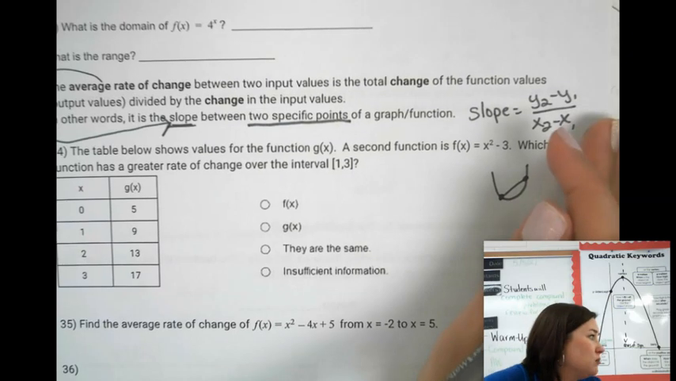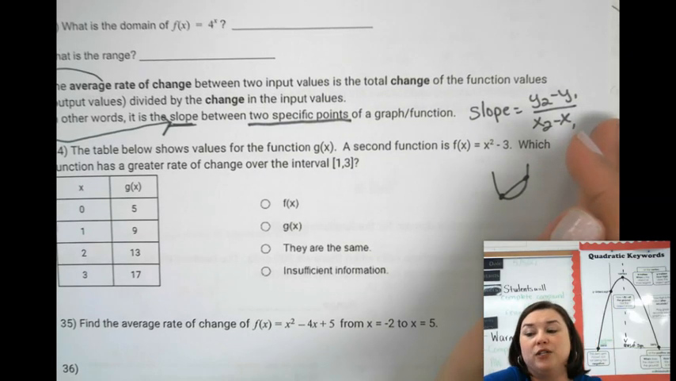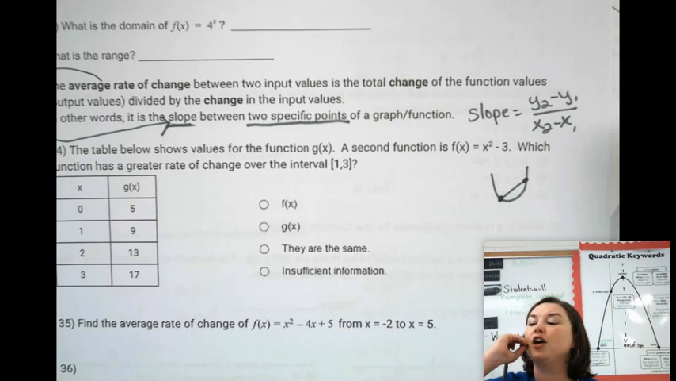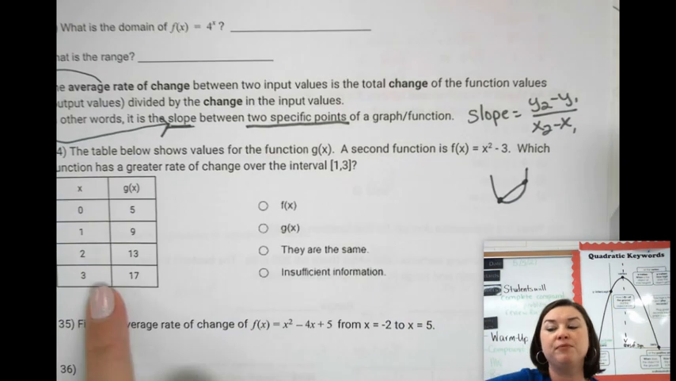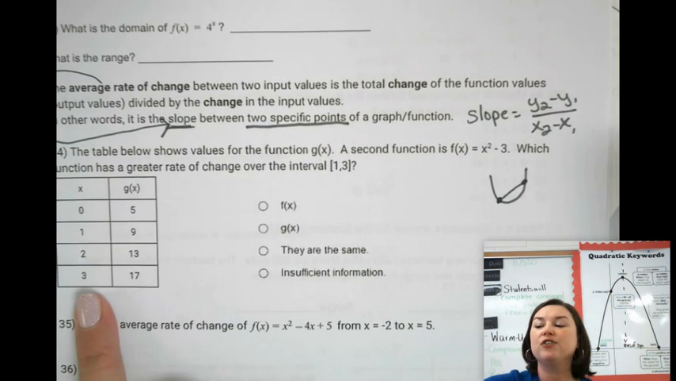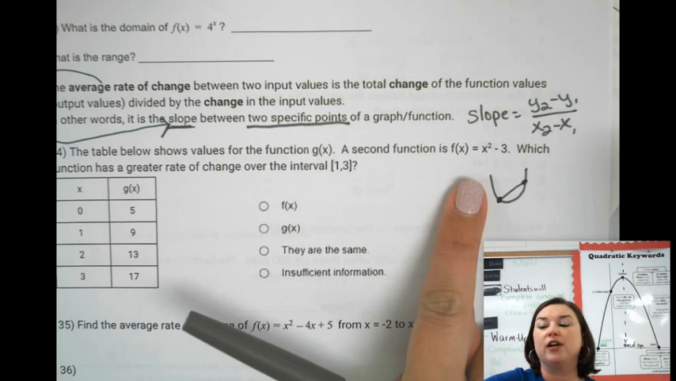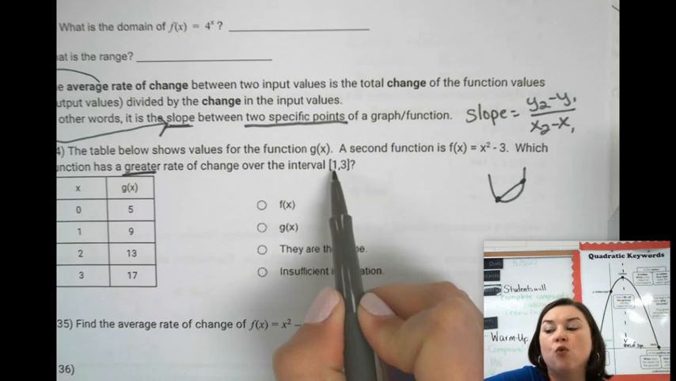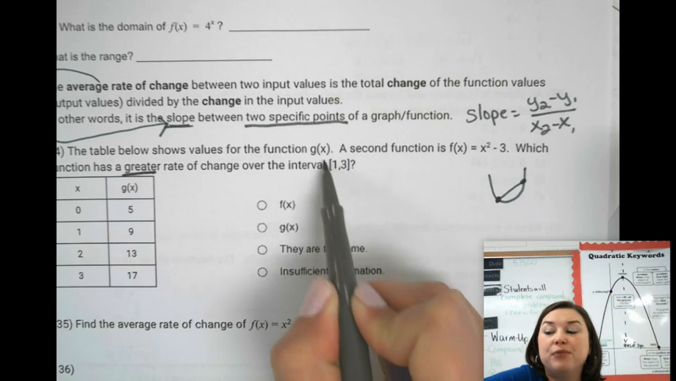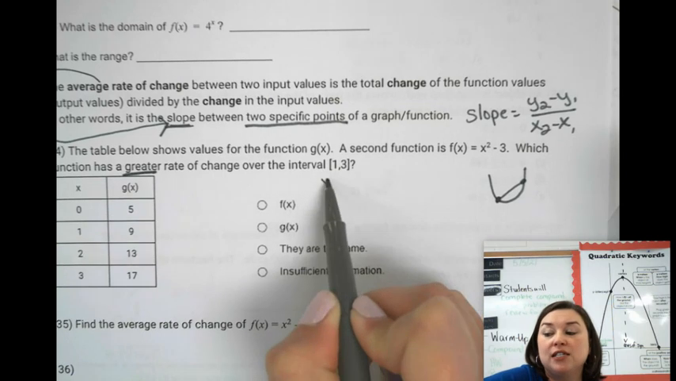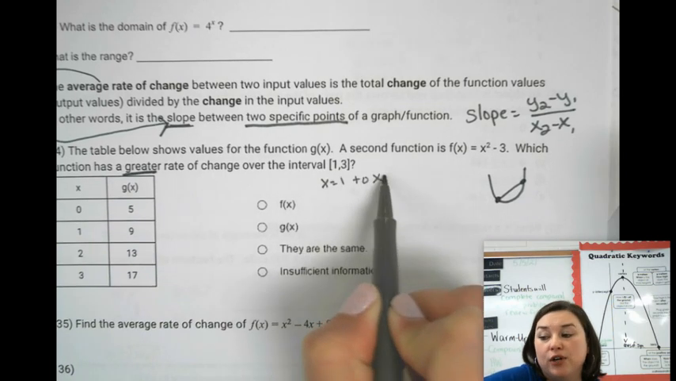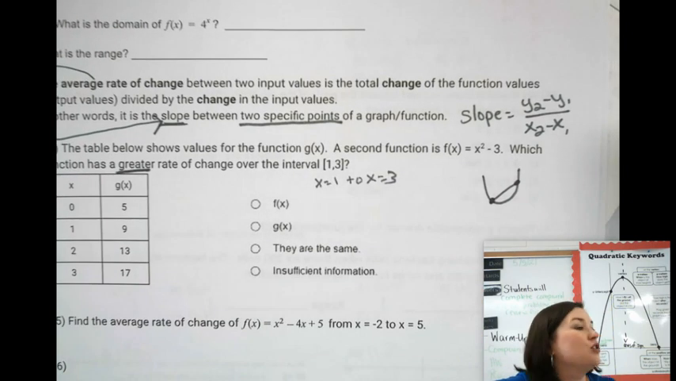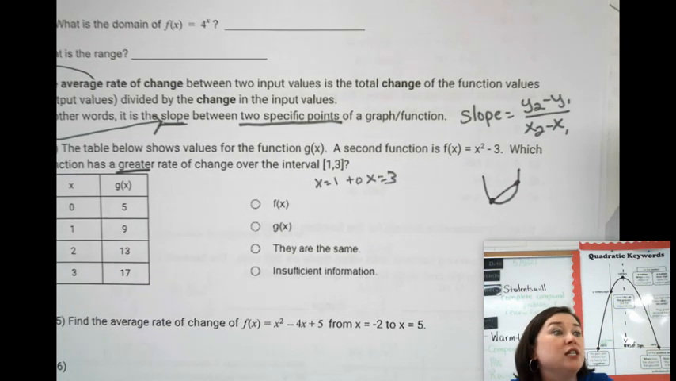So let's look at 34. I'm going to do one for you to explain it, and then I'm going to have you try one. It says the table below shows the values of the function g of x. So the table represents g of x. And a second function f of x is x squared minus 3. Which function has a greater rate of change over the interval 1 to 3? When it's got that brackets and it says interval, it means when x equals 1 to x equals 3. That's what it's asking. So I just told you rate of change is slope.